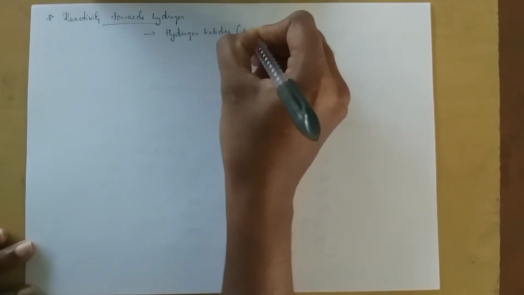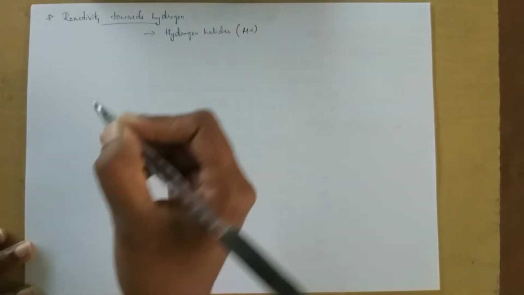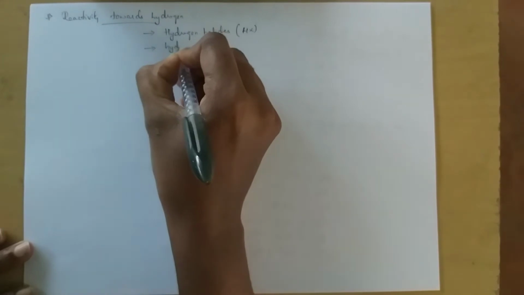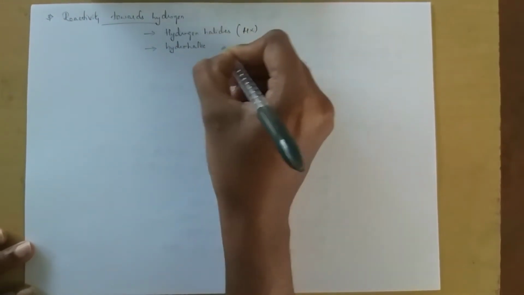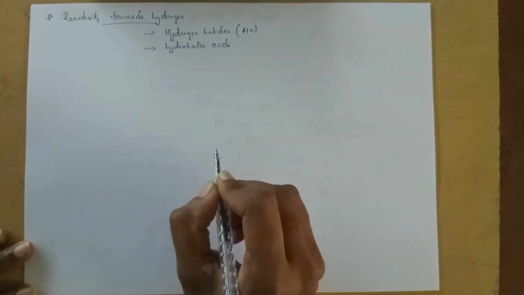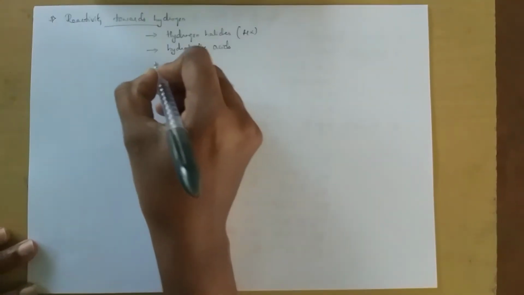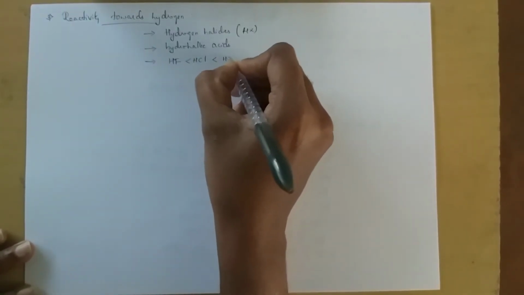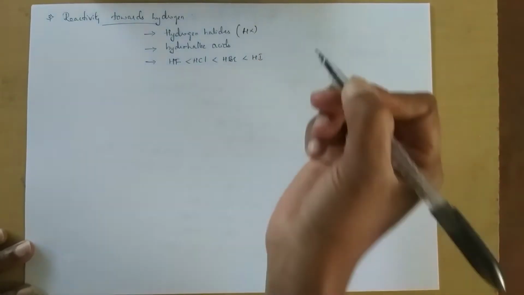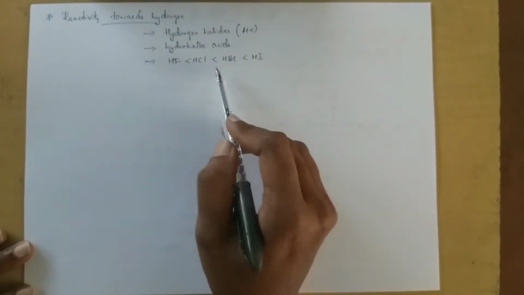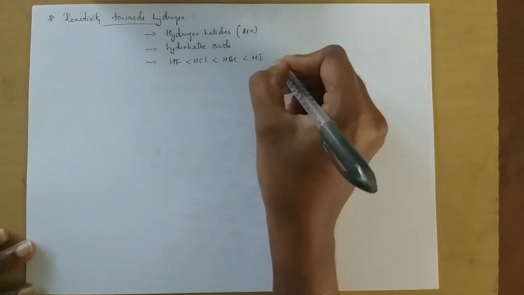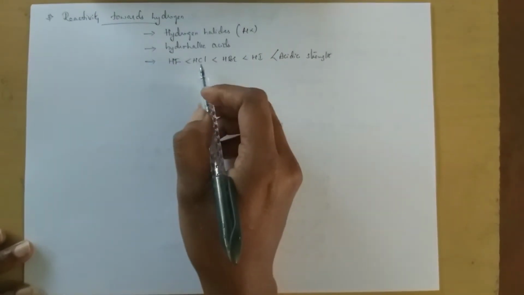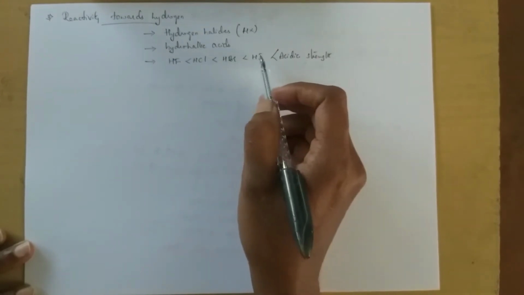That is nothing but HX, hydrogen halides. The hydrogen halides dissolve in water to form hydrohalic acids. The order of strength of these acids is hydrogen fluoride less than HCl, which is further less than HBr, then HI. So the order of acidic strength of the hydrogen halides is like this: HF is less than HCl, further less than HBr and HI.